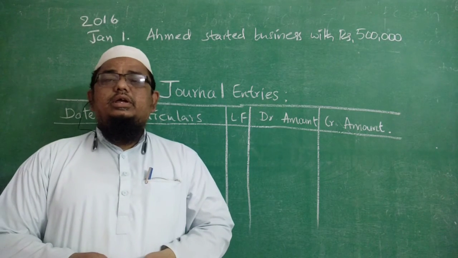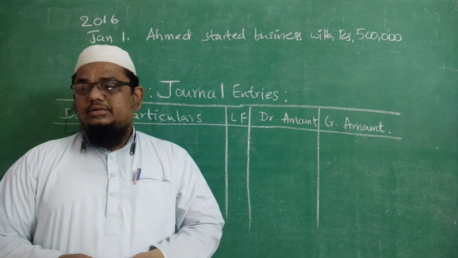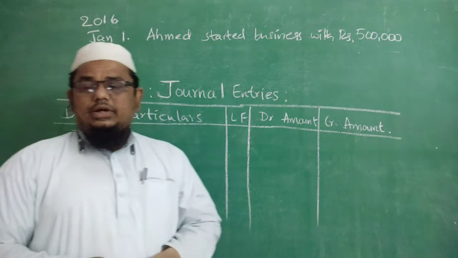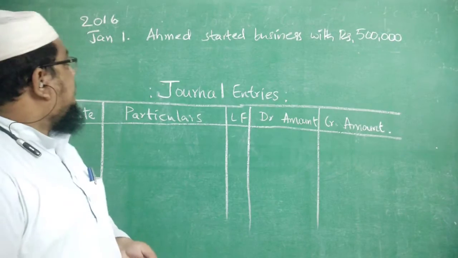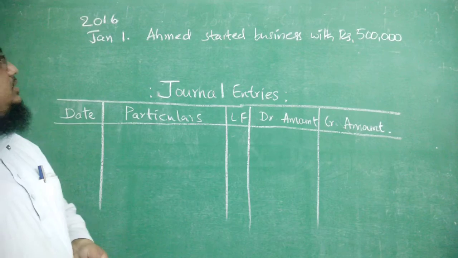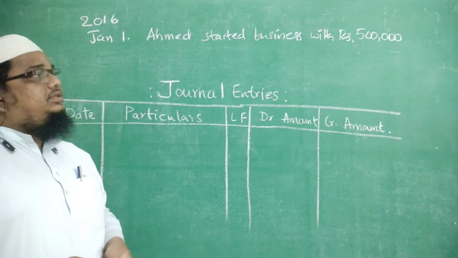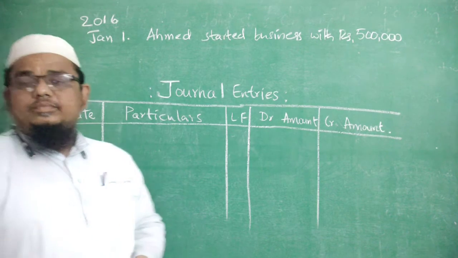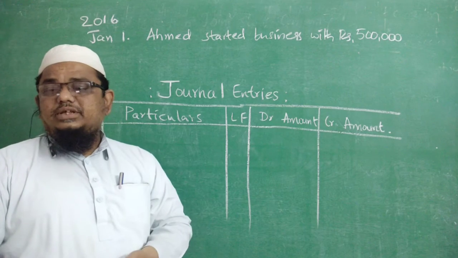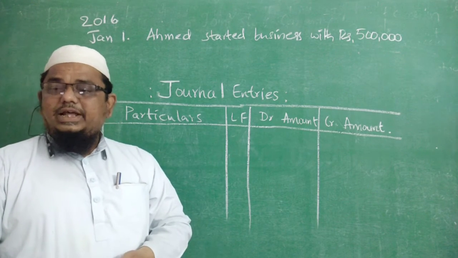We are going to learn the journal entries. So let us take the first transaction. 2016 January 1st, Ahmad started business with rupees 5 lakhs.